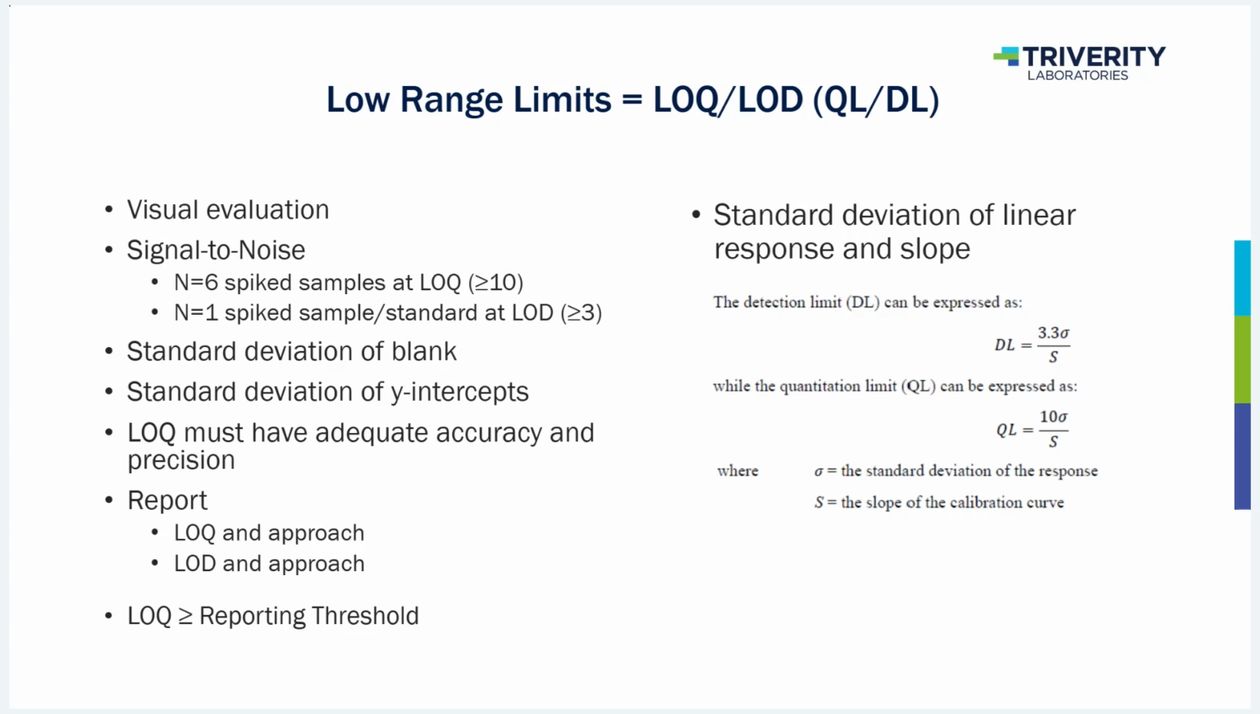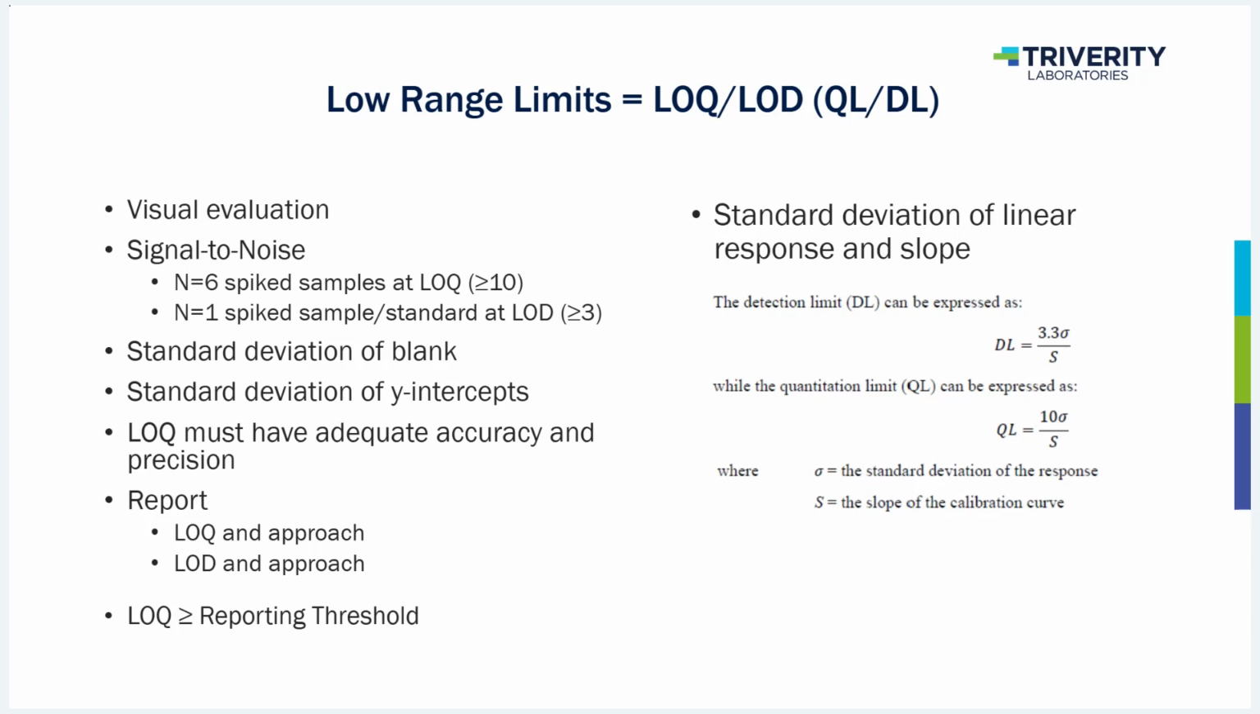You need to report what your LOQ is, and you need to report what your approach is. You also need to report your accuracy and your precision data. So if you're using the signal to noise approach, you're reporting your signal to noise for those N of 6, you're reporting the accuracy for those N of 6, and you're reporting the RSD for those 6. And then you also need to report the LOD and the approach.